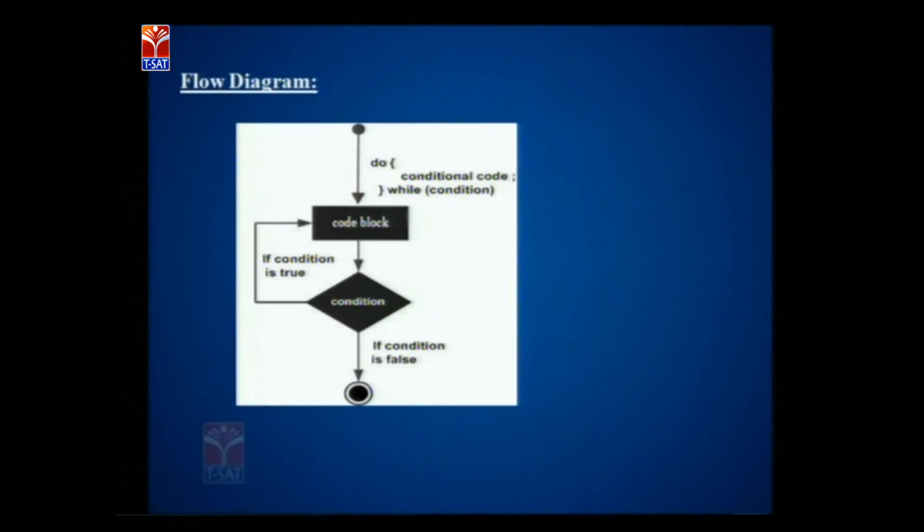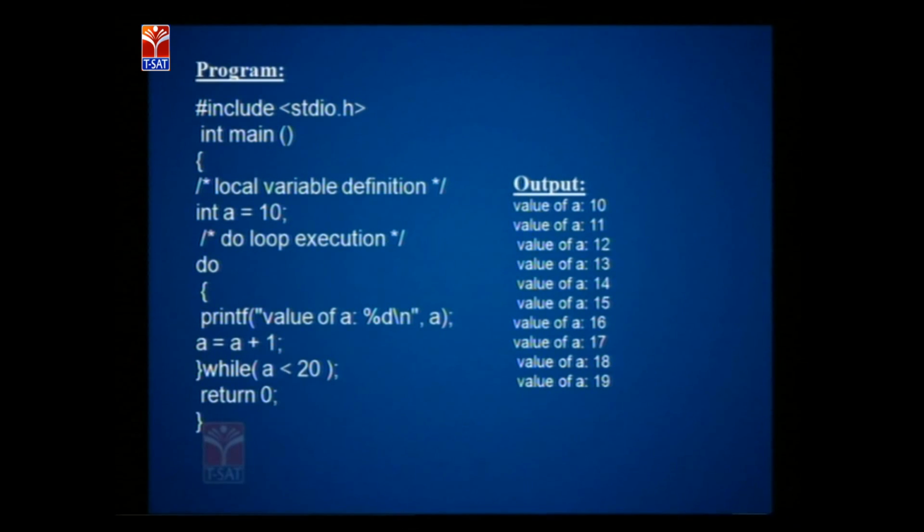Let us have a look at the program. Under the program, we have a variable a, to which 10 has been assigned. And as it is a do while loop, we need to print the message "do while loop". The incrementation process is also given, a is equal to a plus 1. Then the while condition is given after the incrementation process.